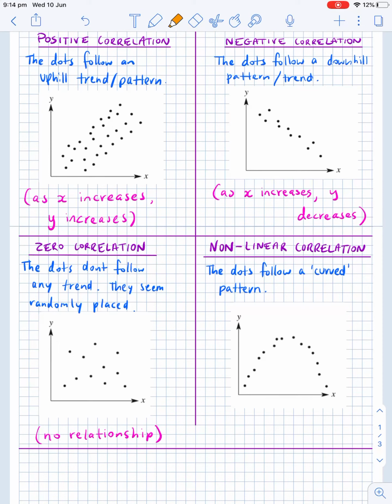Zero correlation, that's when your dots don't follow any trend. They seem randomly placed, so they're all over the shop. That suggests that there's no relationship between the x and the y variables.